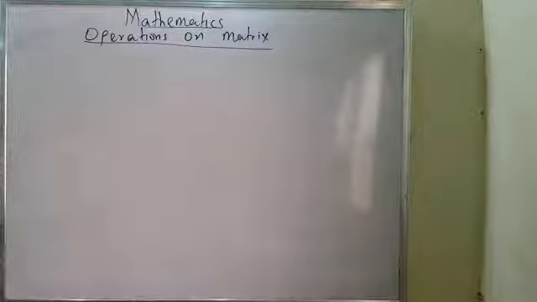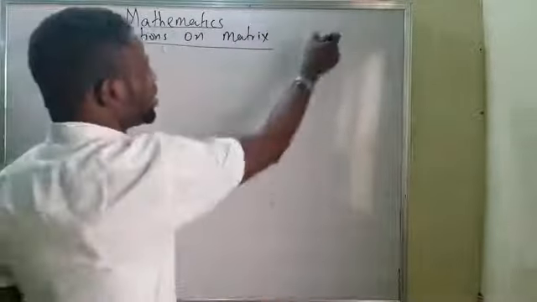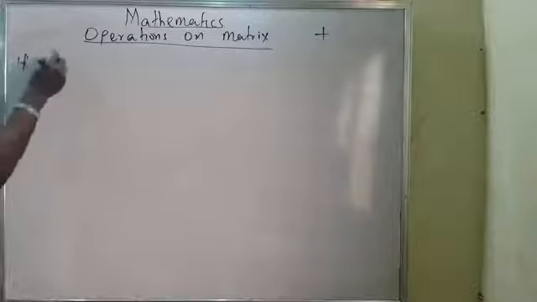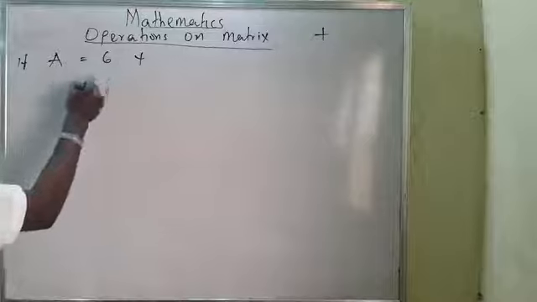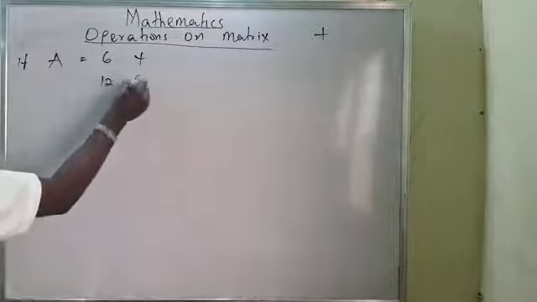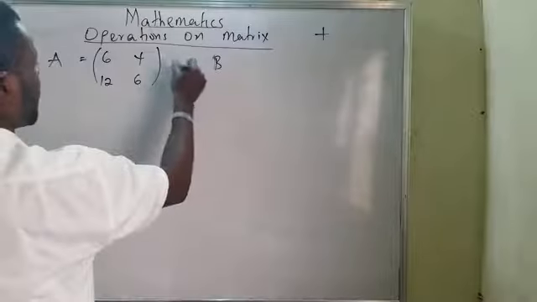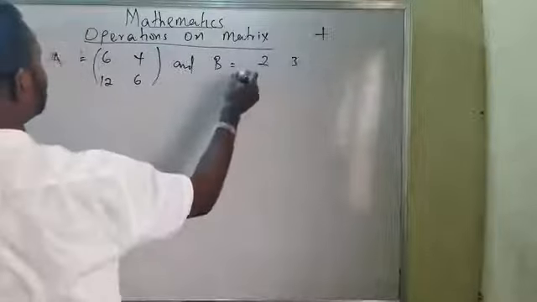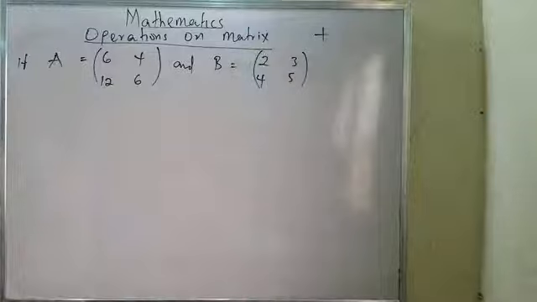Okay, now look at this operation. We all know what addition is, the plus operation, which is an increase. For instance, if matrix A equals 6, 4, 12, 6, and matrix B equals 2, 3, 4, 5. Okay, now look, this is a very good matrix.